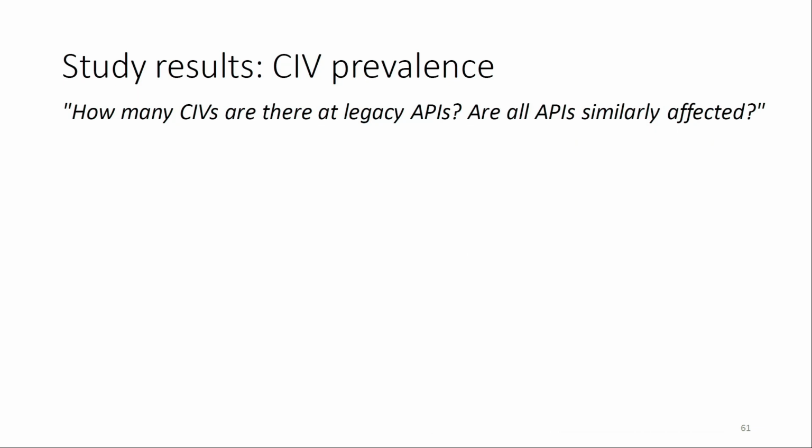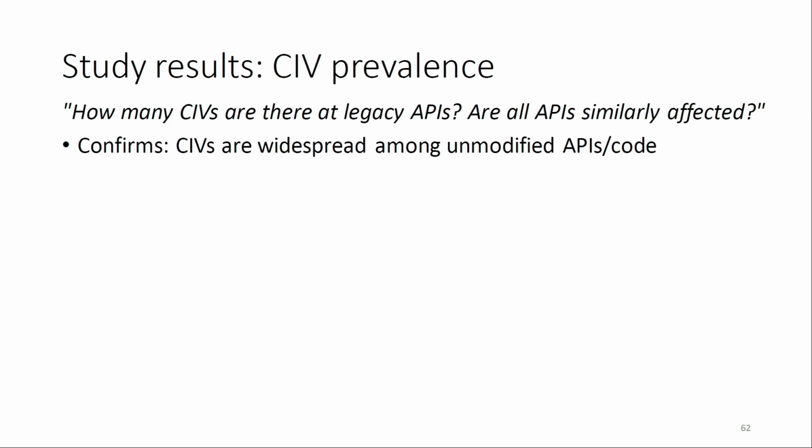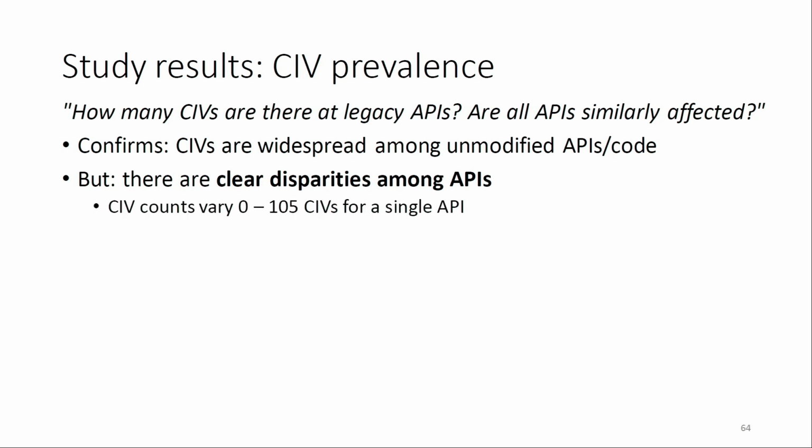So with this data set, the first questions that we try to answer are how many CIVs are there at legacy and modified arbitrary APIs, and are all APIs similarly affected? And looking into this, the first thing that we see is that CIVs are absolutely widespread among unmodified APIs or code. Having said that, we also highlight significant disparities of prevalence among scenarios, and that's the really interesting part. For example, we observe variation of CIV counts from 0 to 105 across APIs.